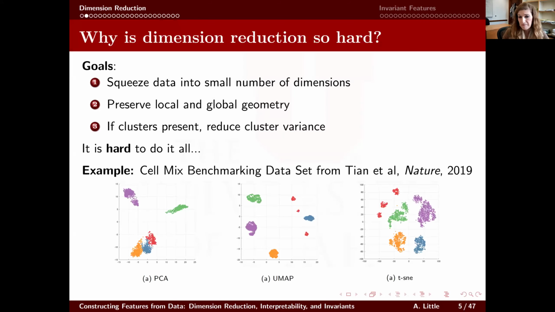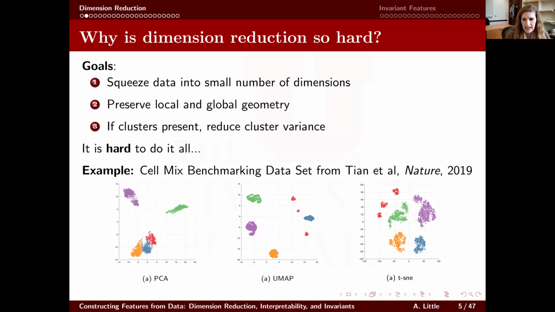Okay, so this seems like a very reasonable goal, but it's actually a difficult one to achieve. So why is dimension reduction so hard? There are a lot of things that make this really challenging. We're trying to squeeze data into a very small number of dimensions. And in this process, we want to preserve both the local and the global geometry of the data. But it's often hard to do both of those things at the same time. If clusters are present, we would like to reduce the cluster variance. So we have competing goals when we're doing this.